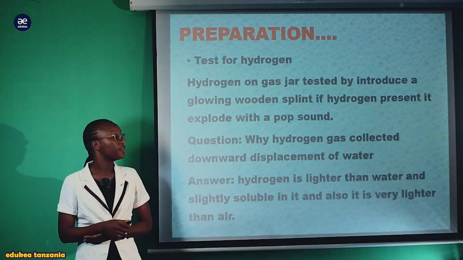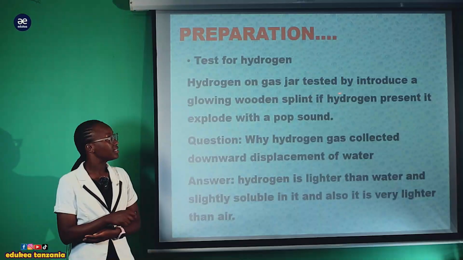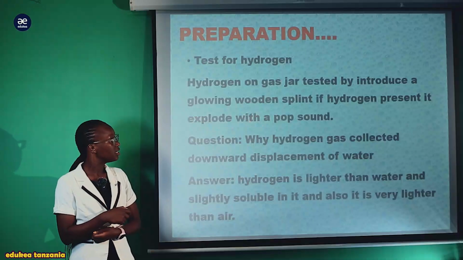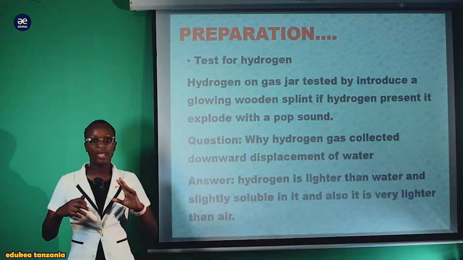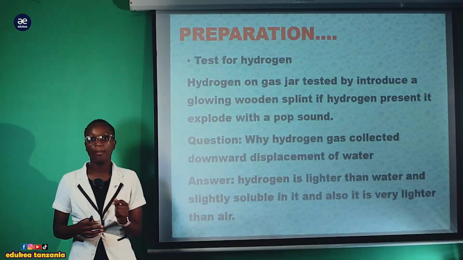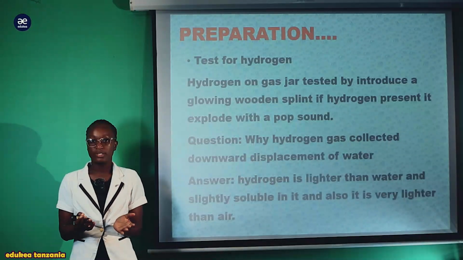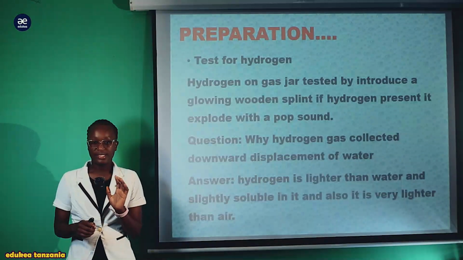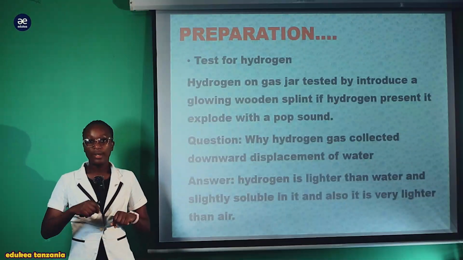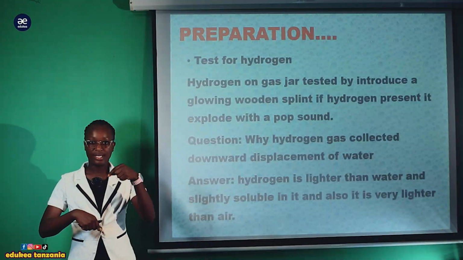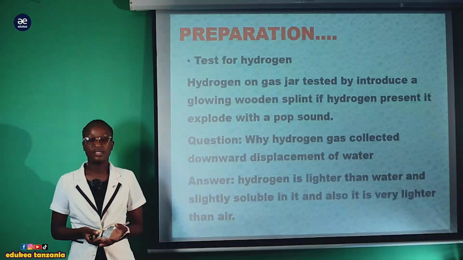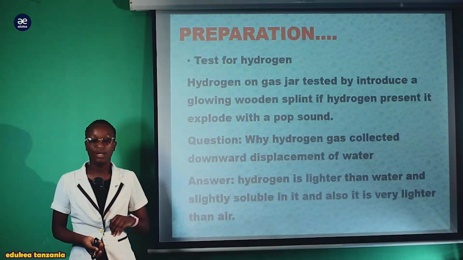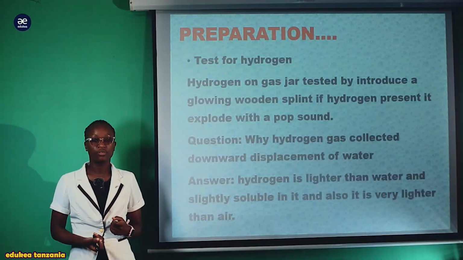Now let us see the test for hydrogen. Hydrogen in a gas jar is tested by introducing a long wooden splint. If hydrogen is present, it explodes with a pop sound. In our practical, or in the diagram, we saw that hydrogen is collected by downward displacement of water, and is collected in the gas jar. Now, how can we test whether there is hydrogen gas or not? When we expose the wooden splint in the gas jar, that is where we can hear the pop sound. So once we hear the pop sound, we are able to say that there is a presence of hydrogen gas.